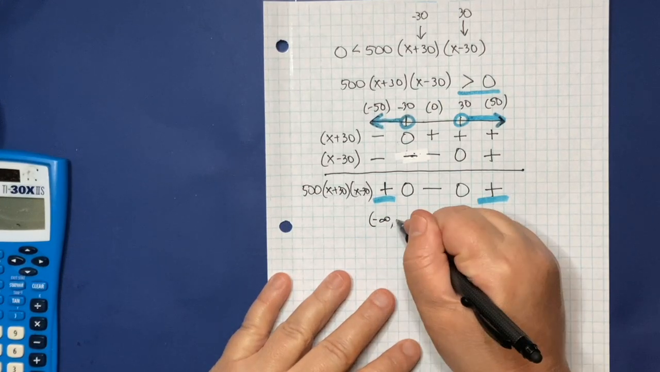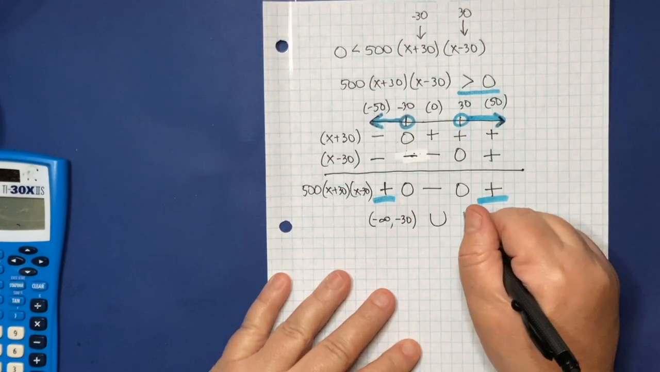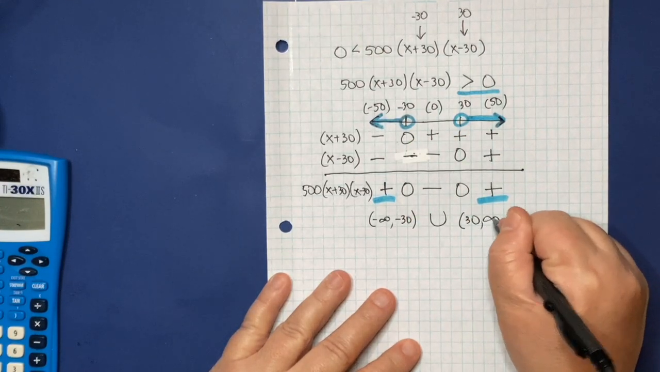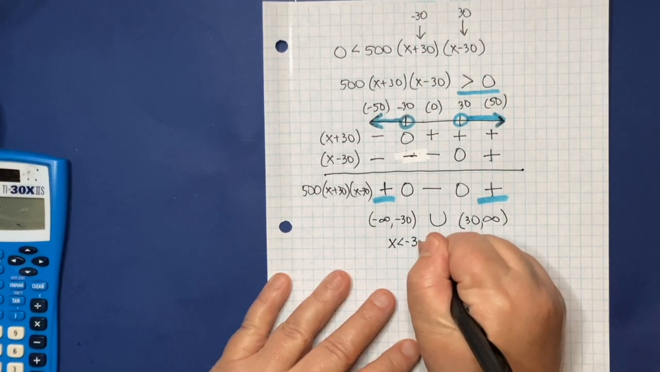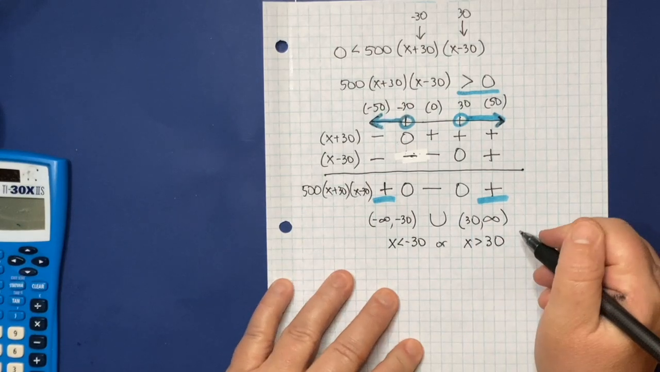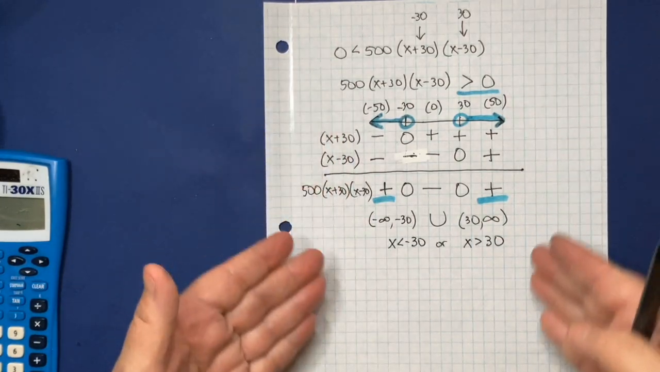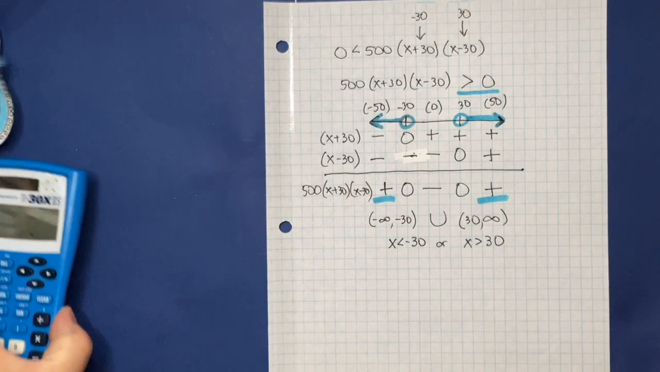from negative infinity to negative 30. Jump over all this stuff in the middle, from 30 to infinity. Or x is less than negative 30, or x is greater than 30. Okay, this as math is fine. Of course, that's beautiful math.